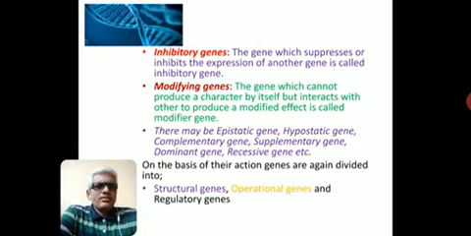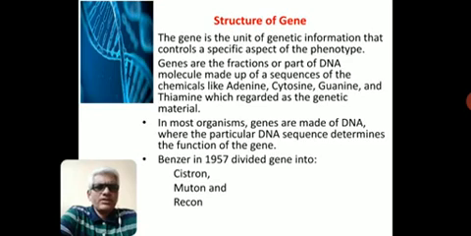Besides these, as we studied last year, there may be epistatic genes, hypostatic genes, complementary genes, dominant genes, supplementary genes, recessive genes, etc. Friends, on the basis of gene action, genes are divided into structural genes, operational genes and regulatory genes. So these are the general types of genes present in living organisms. Now coming to the main part, the structure of the gene.